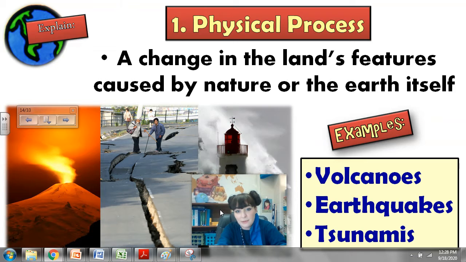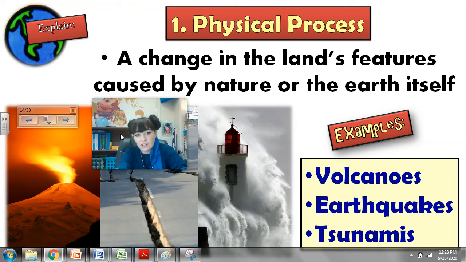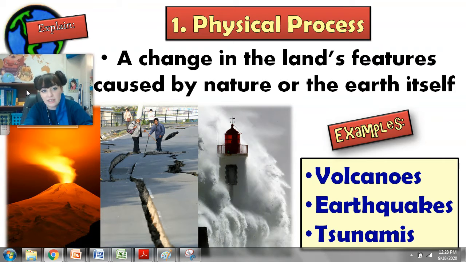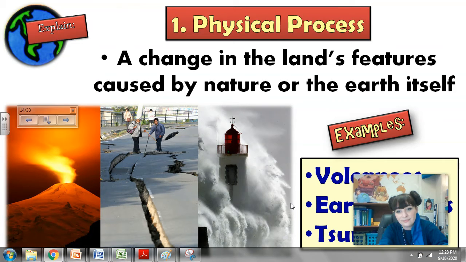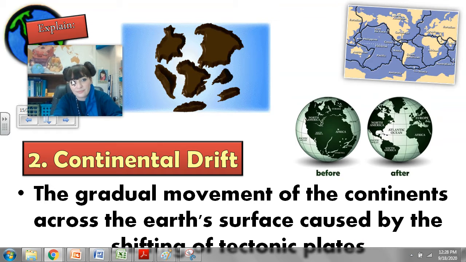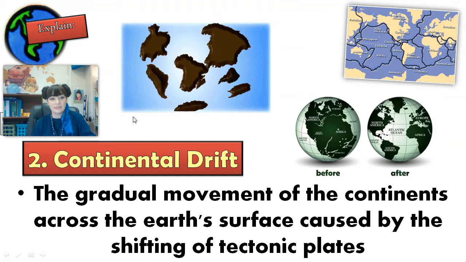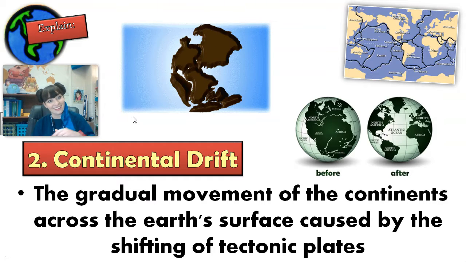This is a tsunami happening. We see evidence of an earthquake here, and we see evidence of a volcano here. Okay, so continental drift, we talked about this last week and this week. Continental drift is the gradual movement of continents across the Earth's surface caused by shifting tectonic plates. See? Continental drift.